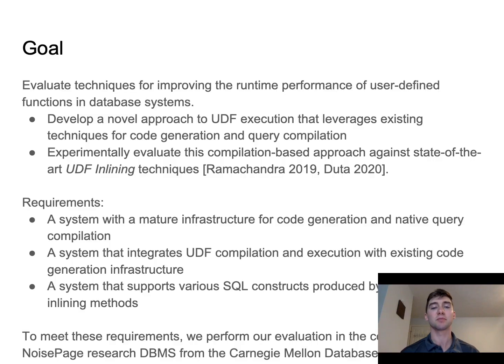There are several requirements implied by this goal. The first is a system with a mature infrastructure for code generation and native query compilation. This is an engineering effort that is well outside the scope of a year-long course like this one. The second is a system that integrates UDF compilation and execution with this code generation infrastructure. And finally, we require a system that supports the various SQL constructs that will be produced by the systems that implement UDF inlining. To meet all of these requirements, we perform our evaluation in the context of the NoisePage research database management system, a system developed here at CMU by the Carnegie Mellon Database Group.